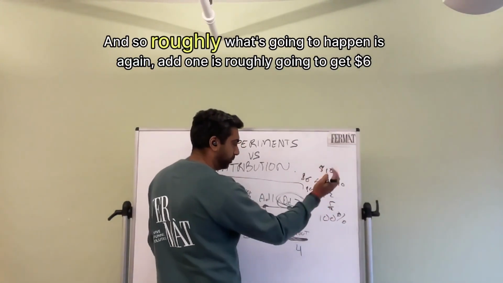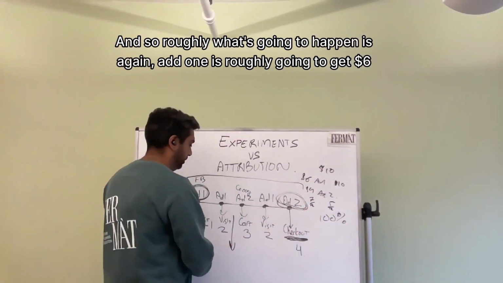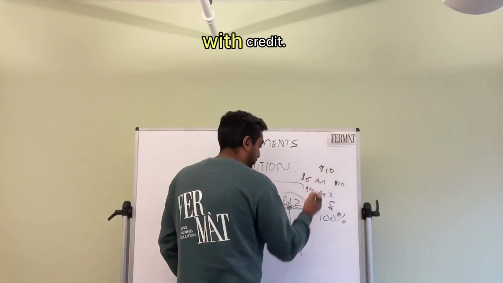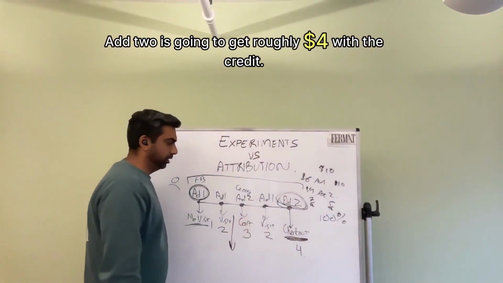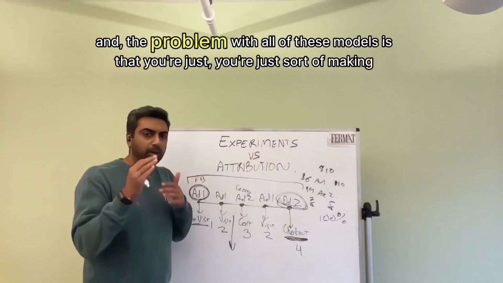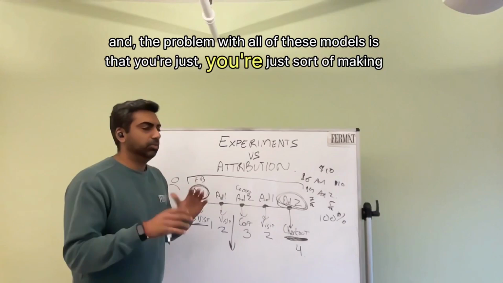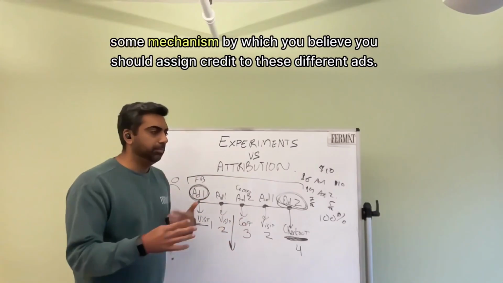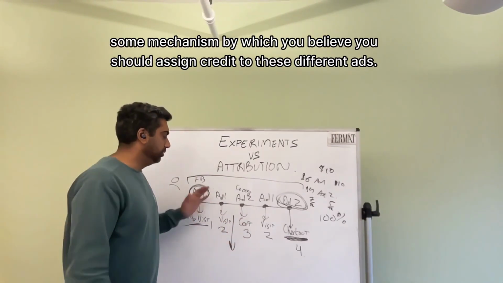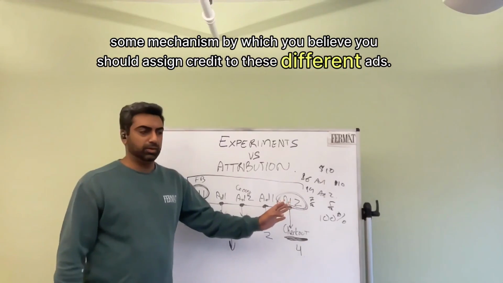And so roughly what's going to happen is, again, ad one is roughly going to get $6 worth of credit, ad two is going to get roughly $4 worth of credit. And the problem with all of these models is that you're just sort of making up some mechanism by which you believe you should assign credit to these different ads.